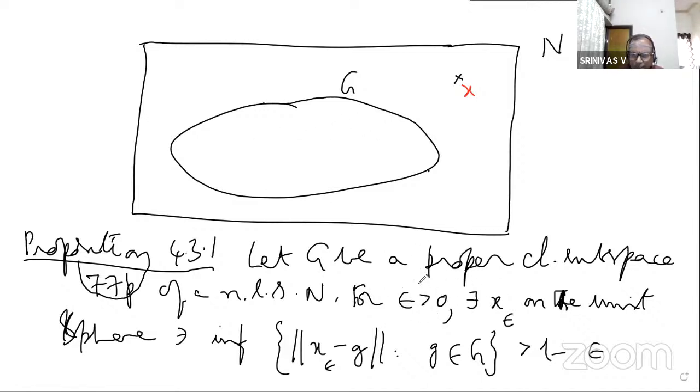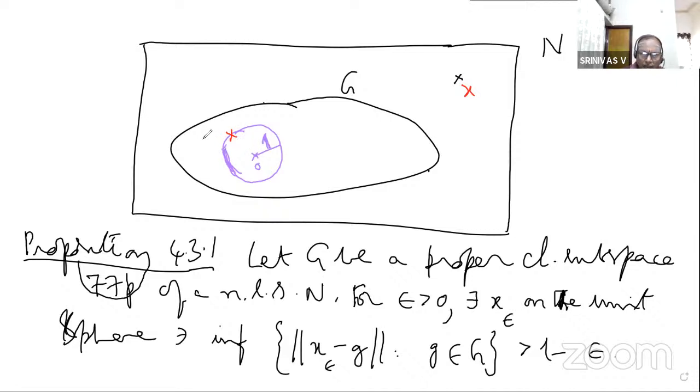Then, if you take any arbitrary positive epsilon, there will be a point x epsilon on the unit sphere. Unit sphere means you take a circle of radius 1 unit, centered at the origin. In general it could be a sphere. So you are taking a sphere centered at the origin of radius 1 unit. This is called the unit sphere. On this, depending on epsilon, there will be an element x epsilon, on the circumference.